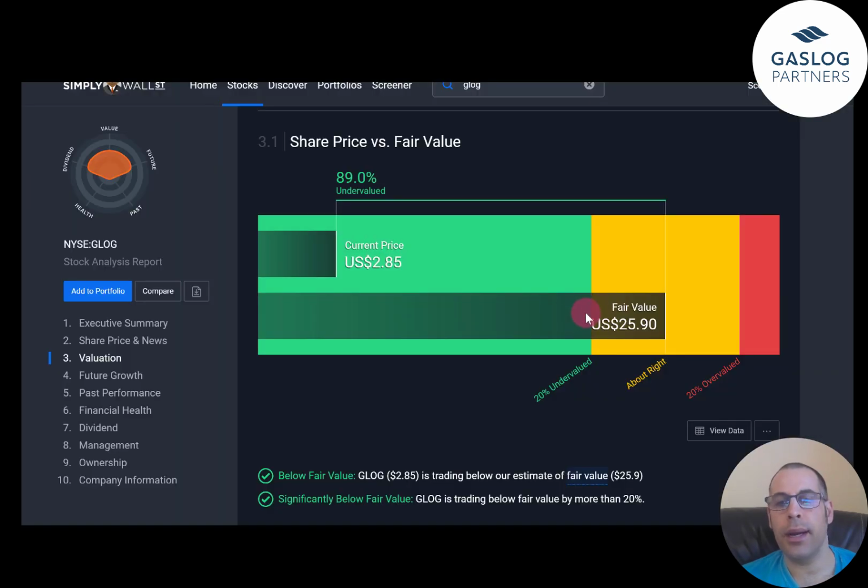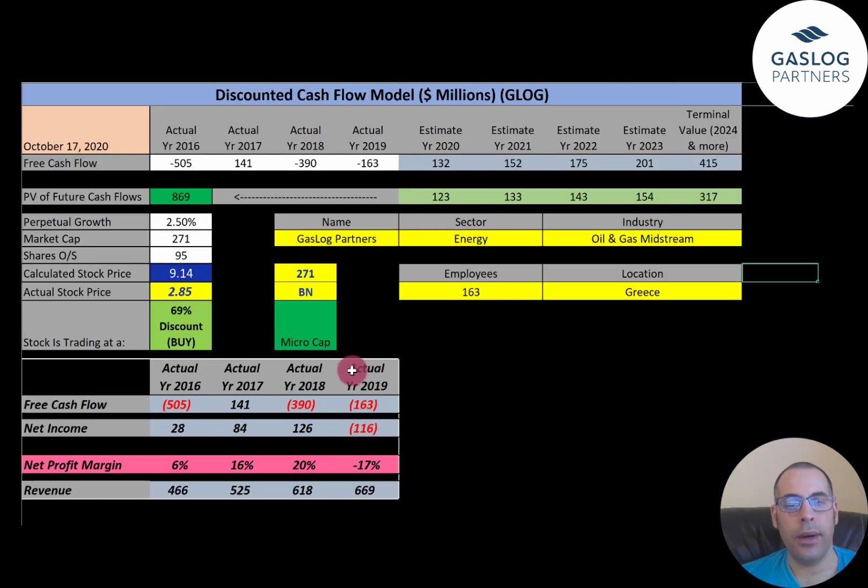Simply Wall Street is a lot higher. They're at $25.90 a share, so they're saying the stock is 89% undervalued. Simply Wall Street gets its valuation from the average analyst estimate. It was really hard to value this company with so many negatives. The easiest companies to value are the companies that report positive, consistent financials.